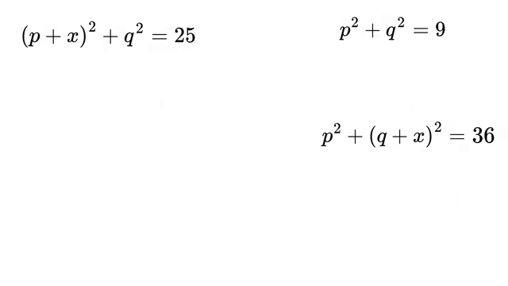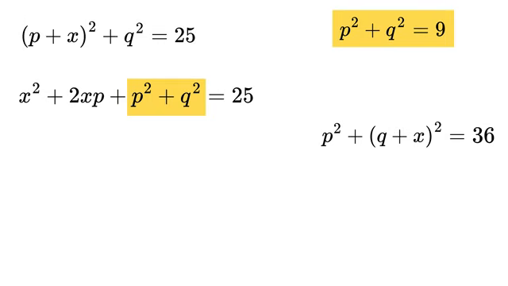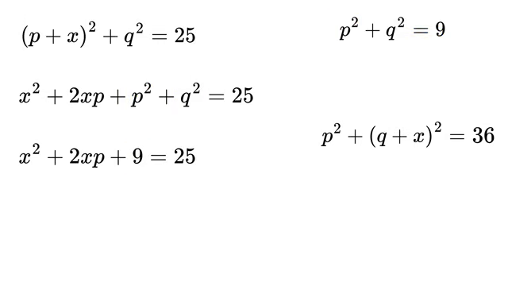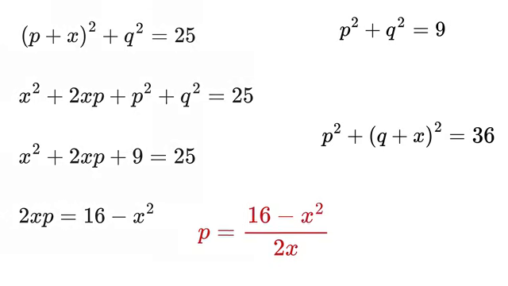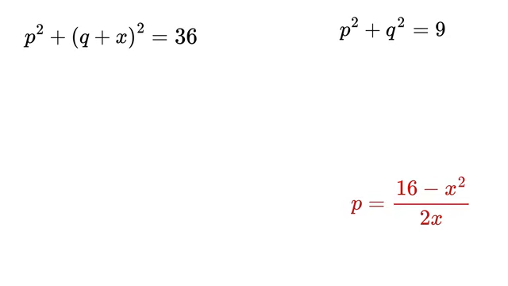First, consider this equation. Expand this part of the equation. We get here p squared plus q squared, which is the same as 9. So, substitute it here. Now we will find the value of p in terms of x. Take 9 and x squared on the right-hand side to make it like this, and then divide it by 2x. So far, so good.